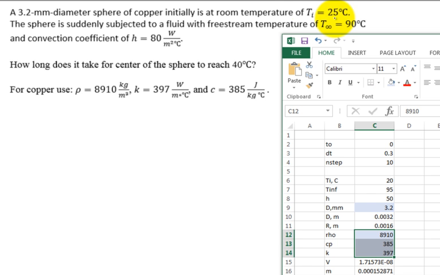Okay, let's continue. It has a room temperature initial of 25, so 25 instead of 20. Updated that one. Is suddenly subjected to a fluid with free stream temperature of 90. All right, so we'll update that one. And a convection coefficient of 80. 80 right there. All right. Let's update that. How long does it take for the center of the sphere to reach 40 degrees C?